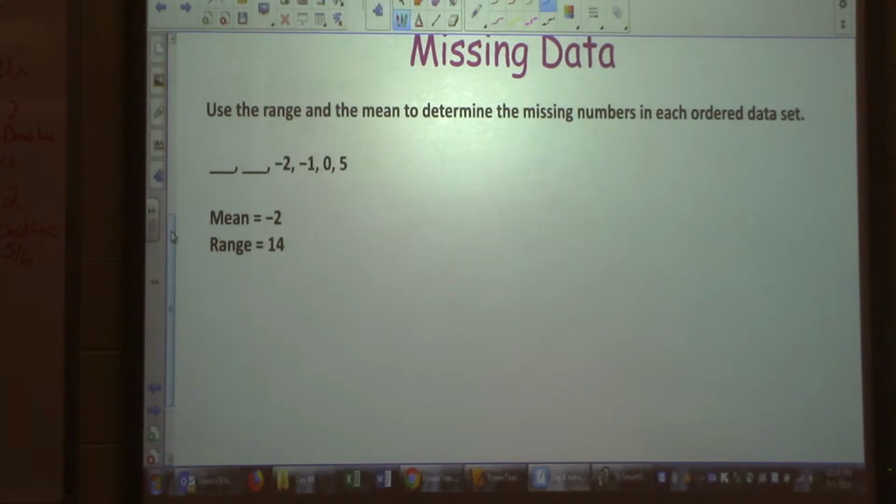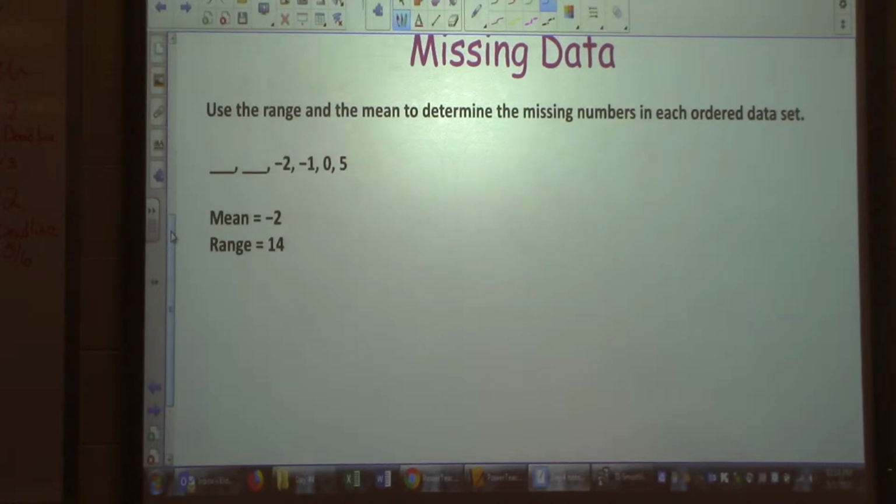Mason, what do you think? I think we just take 5 and do like 5 minus 14 for a range and look at that number. Range is biggest number minus smallest number. Range is biggest number minus smallest number, right?